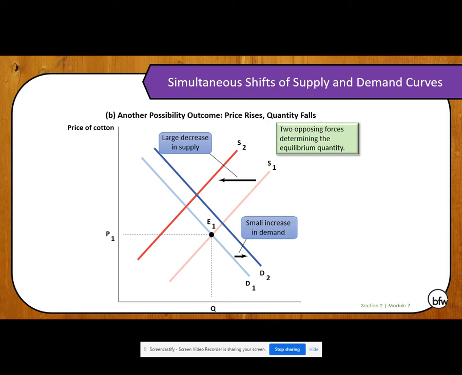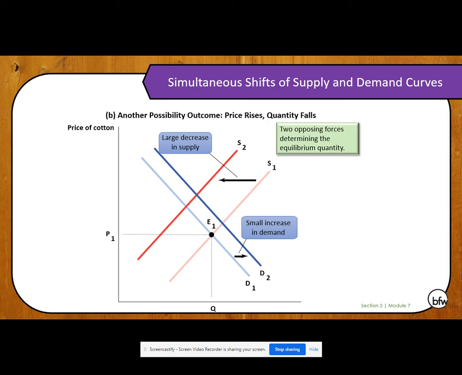This time the bigger shift was in supply. The vertical distance between those two supply curves is bigger than the vertical distance between the demand curves, okay? And let's take a look at what happened. So we had a smaller increase in demand, all right, maybe just a few more people want to buy cotton, and a larger decrease in supply. Lots and lots of cotton fields got destroyed because of a crop disease or something like that.